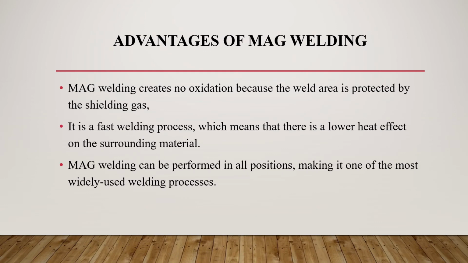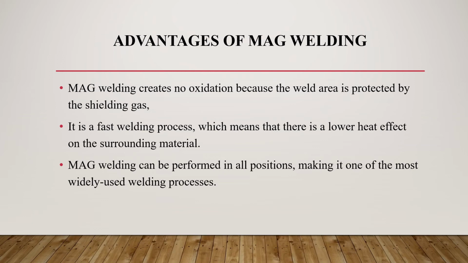Let's quickly look at the advantages of manual welding. Manual welding creates no oxidation because the weld area is protected by the shielding gas. For example, carbon dioxide being joined with argon. As someone is performing the weld, the shielding gas will always come and cover the welding pool, protecting the weld area from atmospheric contamination.